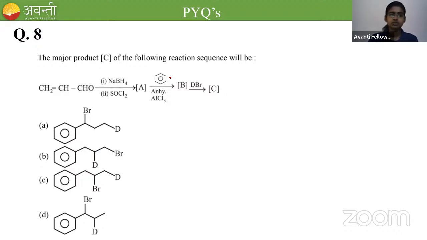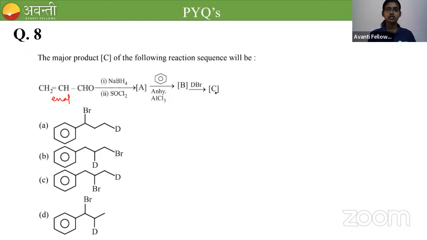So, you're having a reactant that is an enal. A compound containing an alkene and an aldehyde is called an enal, right? So this is propanal. The enal on treatment with sodium borohydride and SOCl2 forms A. And A on reaction with benzene and anhydrous AlCl3 gives B. And B on treatment with DBr forms C. So you have to find out compound C from the given reaction.